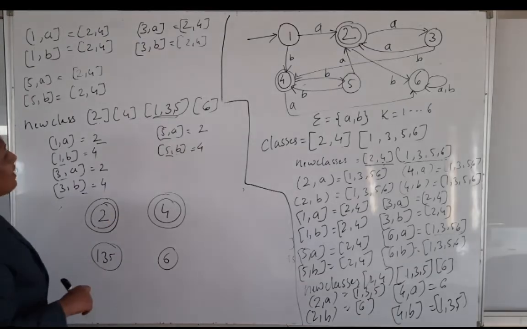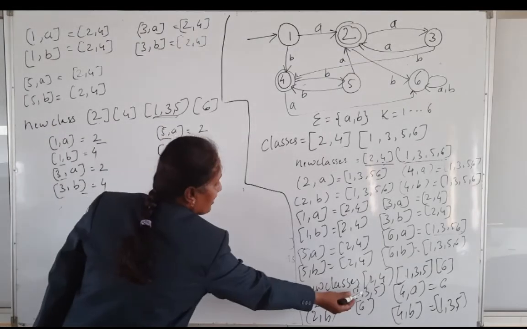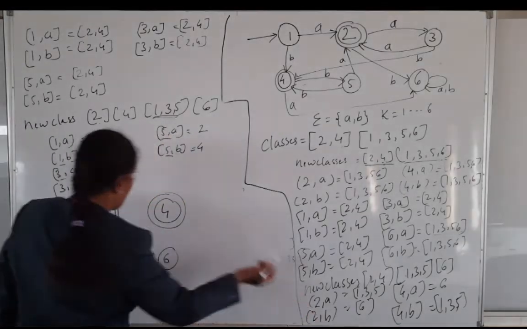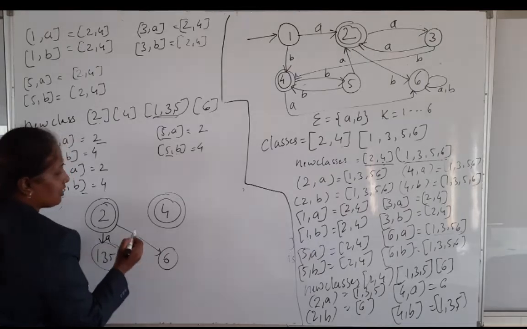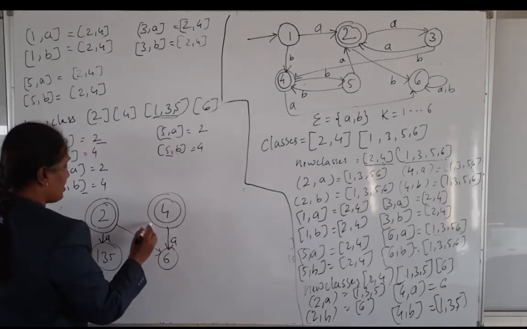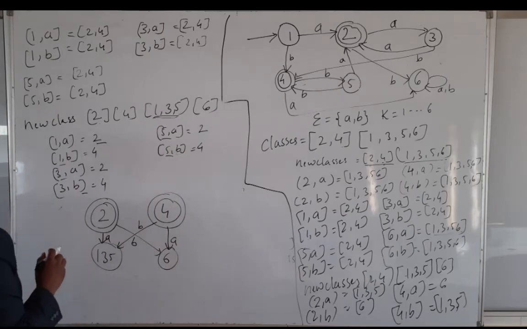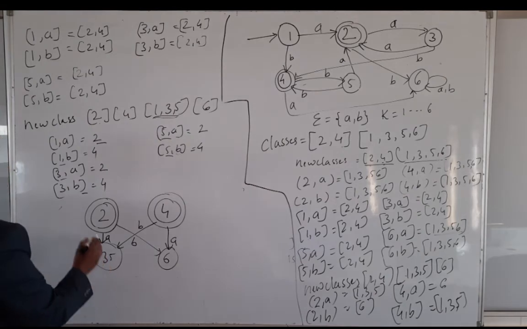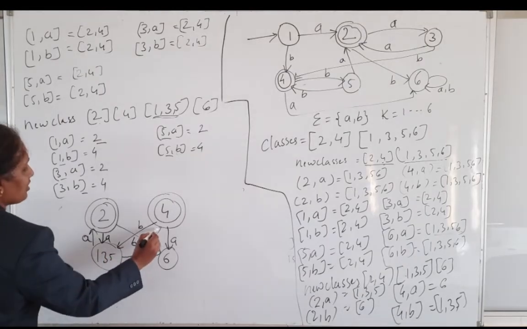Next 2 of A, where do I reach? Check here, 2 of A reaches 1, 3, 5. So I'll write A here. 2 of B where I reach 6. Next 4 of A is 6 and 4 of B is 1, 3, 5. Next 1, 3, 5 of A, where I reach the second state. Next 1, 3, 5 of B, where I reach state 4.